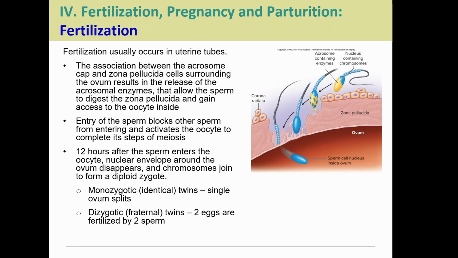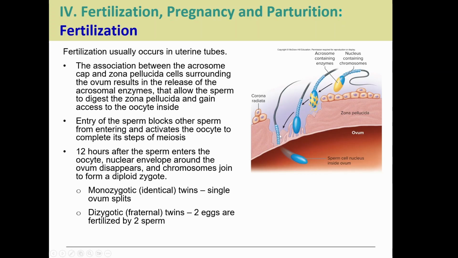So fertilization is just the coming together of sperm and egg. This is, again, usually happening in the uterine tubes. Basically, the acrosomal cap, and the zona pellucida cells, which are around the ovum. If we look at what we have, the corona radiata and the zona pellucida are covering the ovum itself. The acrosome is going to help break away these layers so that the sperm can get in and access the oocyte. So basically, we're going to push our way through the corona radiata and dissolve that zona pellucida right there.